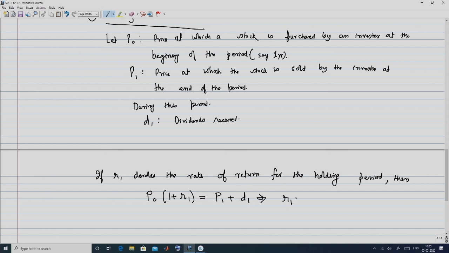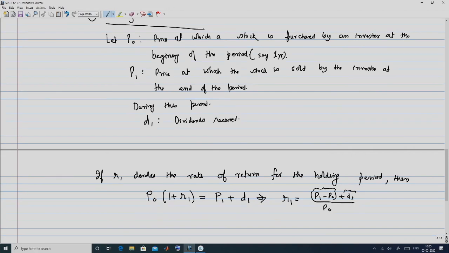And this implies that R1 is equal to P1 minus P0 divided by P0, and on the numerator I have a plus D1. So P1 minus P0 is the excess amount of money that you get as a result of selling the stock, and D1 is the dividend. So this is the total net gain that you have during the entire period, and this as a proportion of the initial investment P0 is what is known as the return. If you multiply it by 100, you get the equivalent return in terms of percentage.